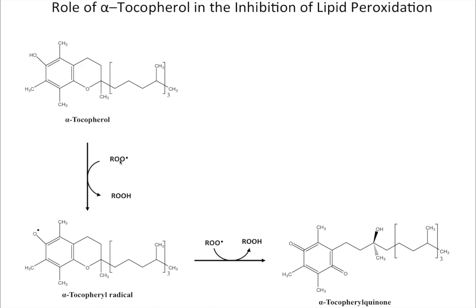But alpha tocopherol can actually neutralize this by donating this proton that's here to this ROO dot species to give you ROOH. What happens then is alpha tocopherol is left with a free radical species here, so it itself becomes a free radical. But then, just like vitamin C, one molecule of alpha tocopherol can neutralize two free radical species or two reactive oxygen species.